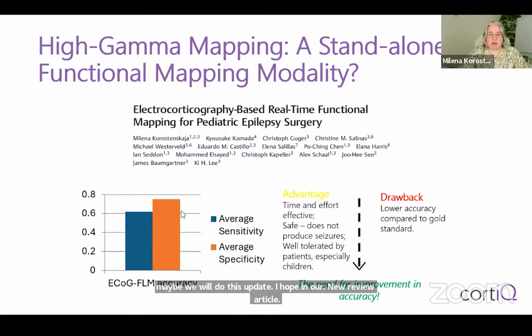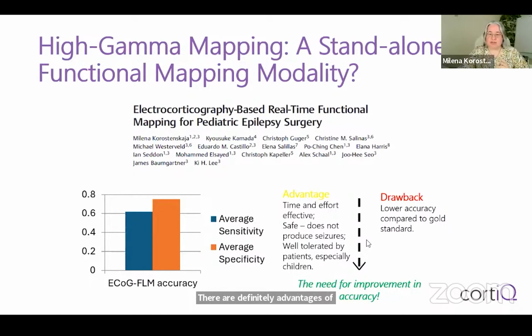There are definitely advantages of high gamma mapping: it is time and effort effective, safe, and doesn't produce seizures, at least most of the time. We never had seizures, but like Dr. Tanaka said, there might be photosensitive seizures if we present something on the screen that is flashing. That would be a no-no. I had several cases when people said, I don't feel comfortable with the flash, or that their head starts hurting. Usually then you can transfer to some other modalities. You can just show something in pictures, not necessarily on the screen.